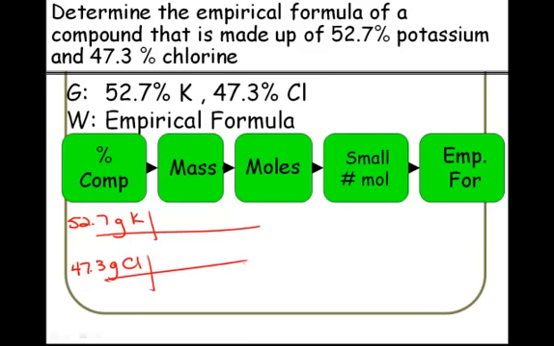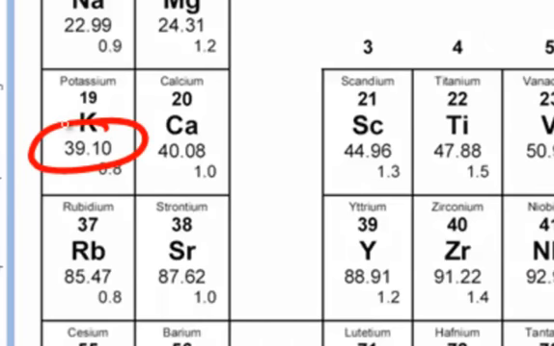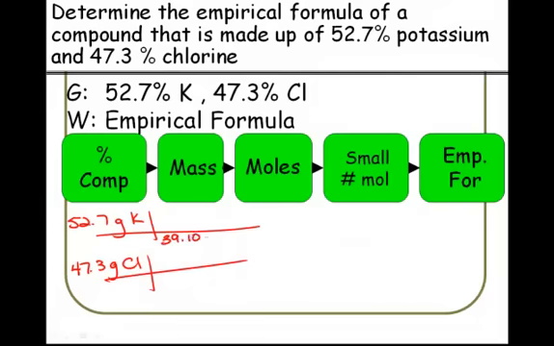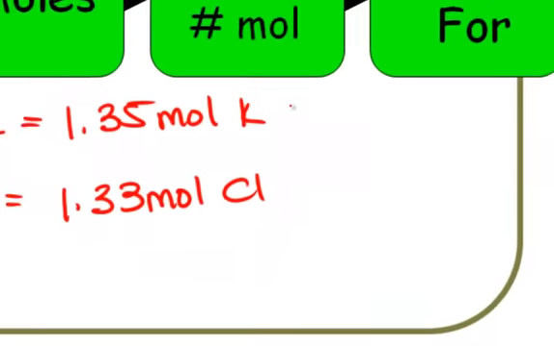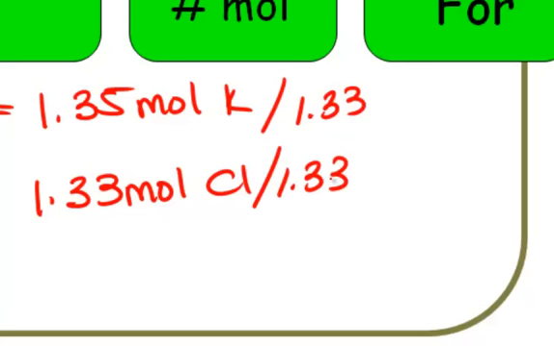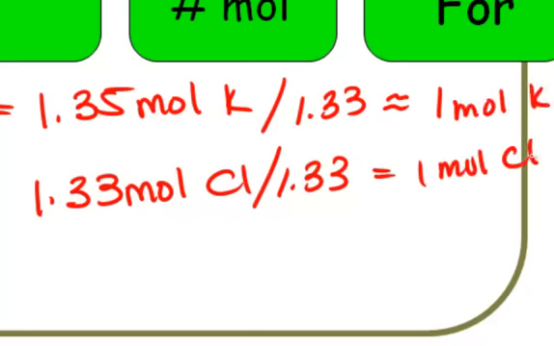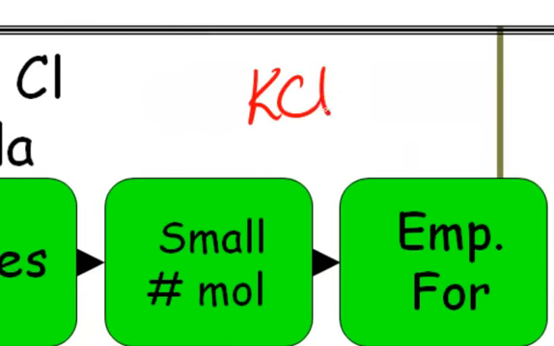If we don't remember our molar masses, we'll have to look them up. Potassium has a mass of 39.10, so 39.10 grams of potassium in 1 mole. And chlorine, 1 mole of chlorine, has a mass of 35.45 grams. This means that we have 1.35 moles of potassium, and we have 1.33 moles of chlorine. So we divide by 1.33, and we get just about 1 and 1. So this means that our empirical formula has a ratio of 1 mole of potassium to 1 mole of chlorine. So our empirical formula is KCl.